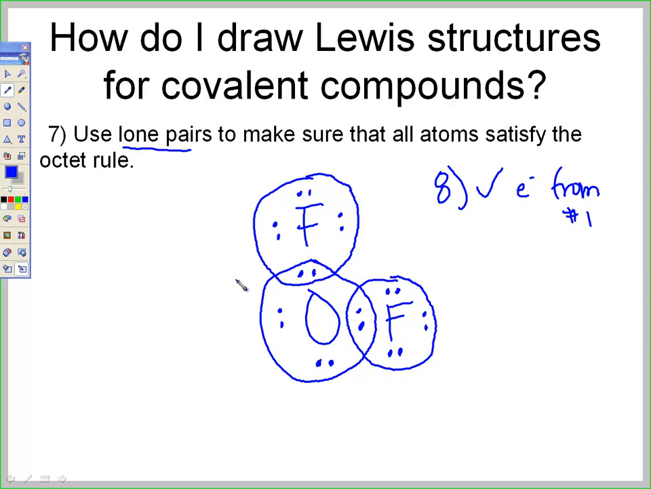Now if I was going to do the structural formula, any shared pairs would become dashes. So with my O, I would replace this shared pair right here with a dash to represent a shared pair, or a bond, a single bond in this case. Same thing to this F. We're going to continue to use our lone pairs, and we need to remember to put our lone pairs on our oxygen. So that's called the structural formula.